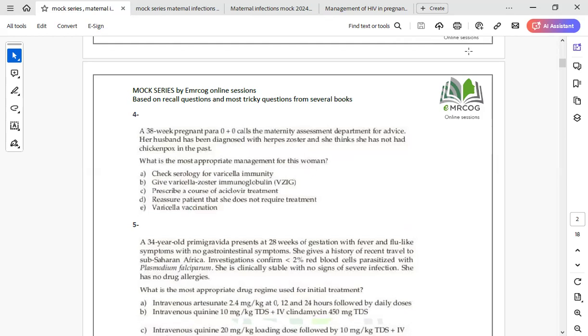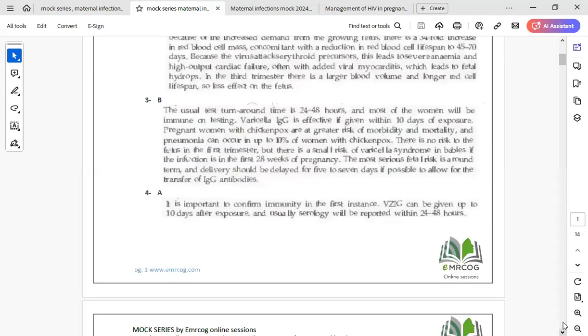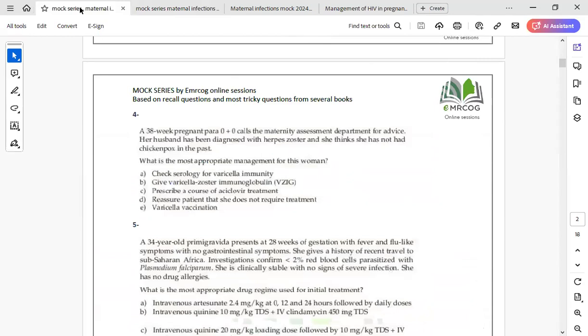Well, we're still the same. Nothing is going to change. We need to check the immunity. The pictures here are not really great. So anyway, nothing is going to change. But something is really important here, guys. If this woman came out to be non-immune, can I give her the IG or not?